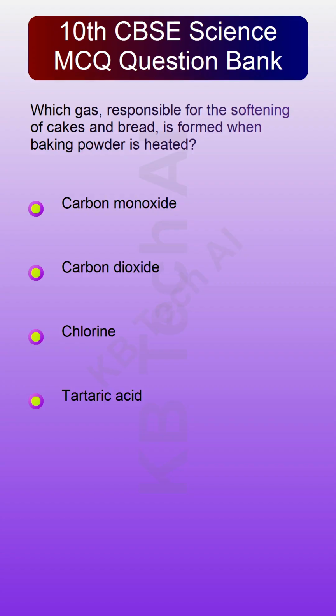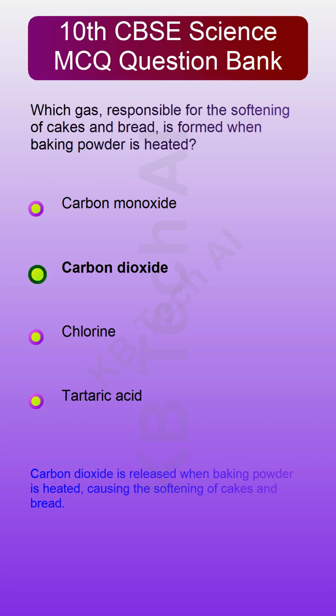Which gas, responsible for the softening of cakes and bread, is formed when baking powder is heated? Option 1, carbon monoxide, option 2, carbon dioxide, option 3, chlorine, option 4, tartaric acid. The answer is, option 2, carbon dioxide.